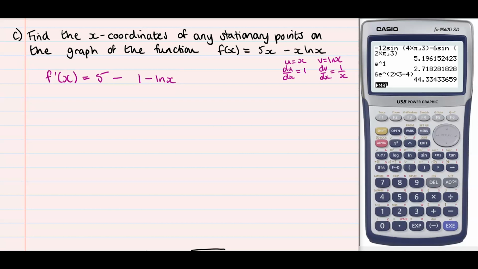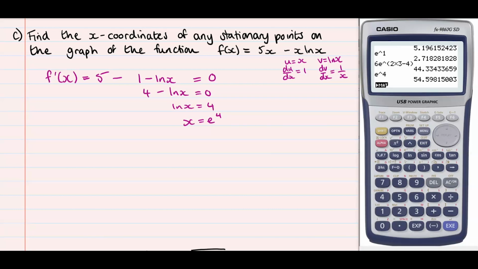So, right, now we want to find the stationary points. So we set them equal to 0 and start solving. So 4 minus natural log of x is equal to 0. So the natural log of x is equal to 4. x is equal to e to the 4, which is 54.6.